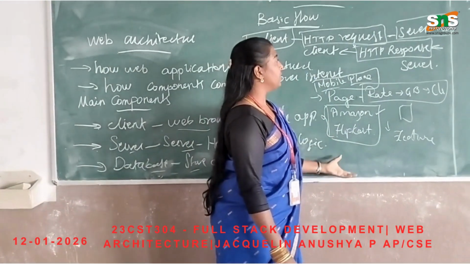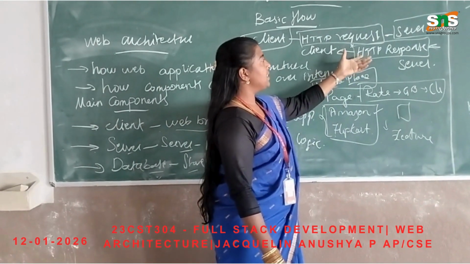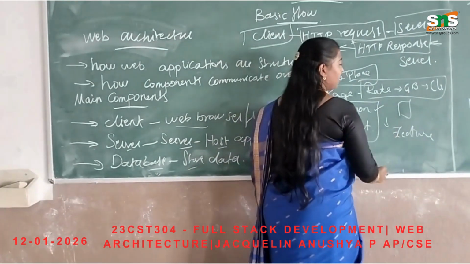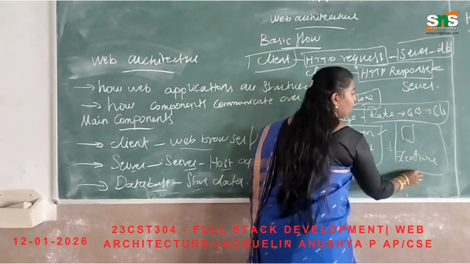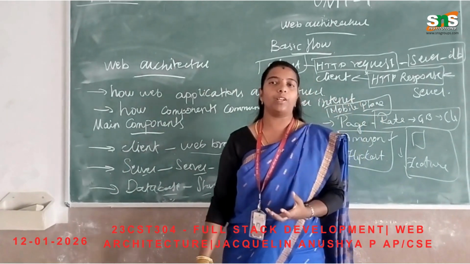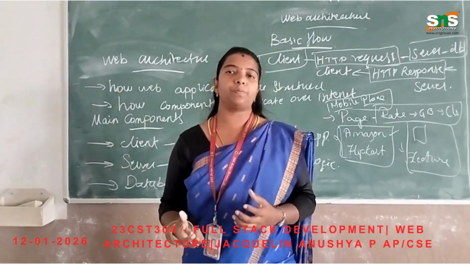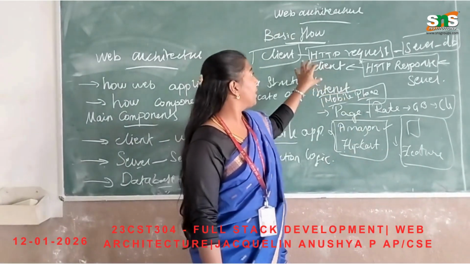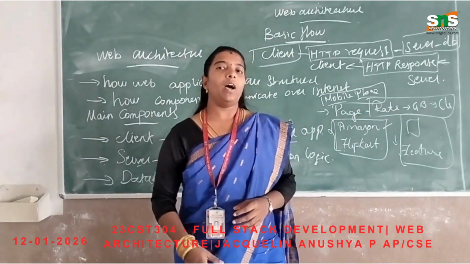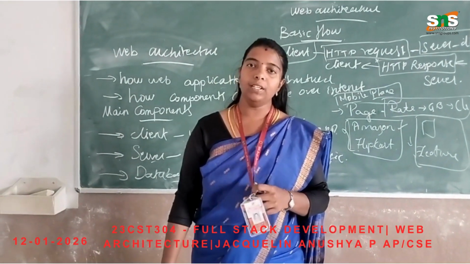And after that, what happens? It just gives me the output. The output is nothing but the mobile phone. So this is a basic web architecture model where the communication takes place, with the flow happening at each and every step. So in the next video, I'll explain what HTTP is. So thank you.